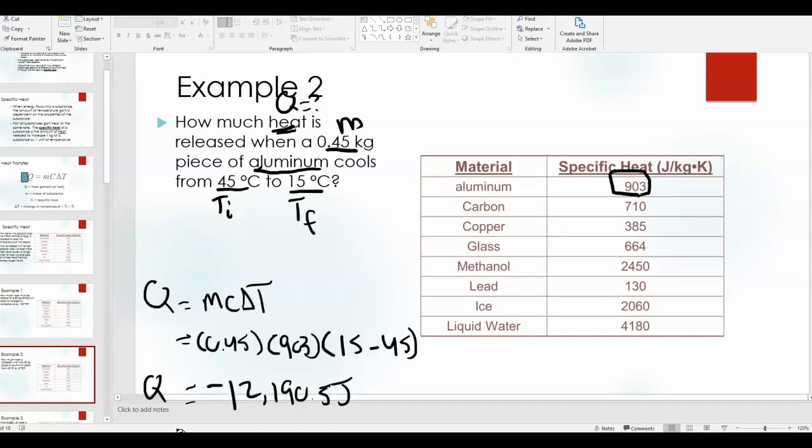So why do we have a negative Q? Here we have a negative Q because heat is being released. When heat is being absorbed by an object, the temperature goes up, so that is a positive Q. When an object cools down and releases heat, the temperature goes down. That's when you have a negative Q. So positive Q, heat's going in, negative Q, heat's coming out. Pause there if you need to look at that some more.